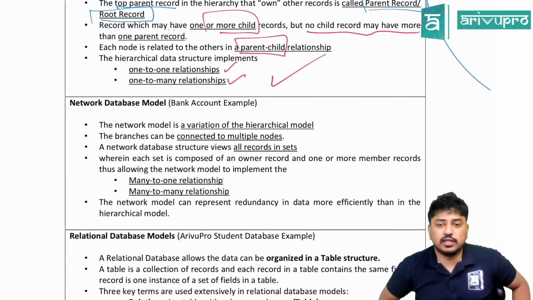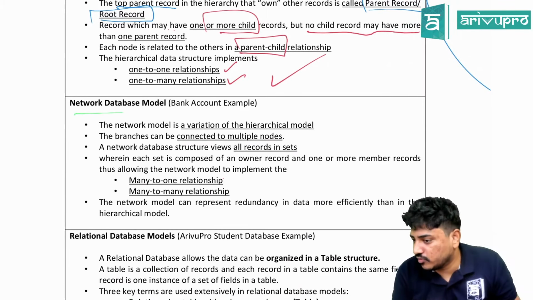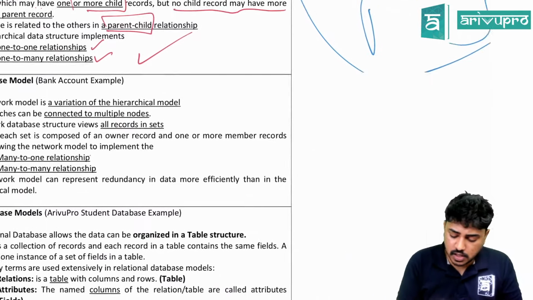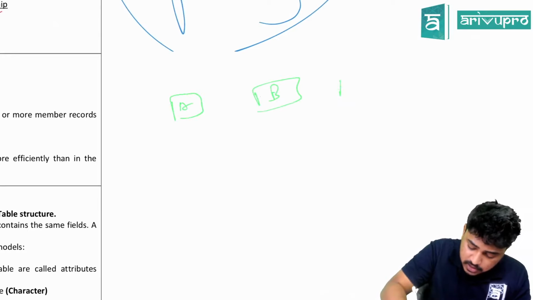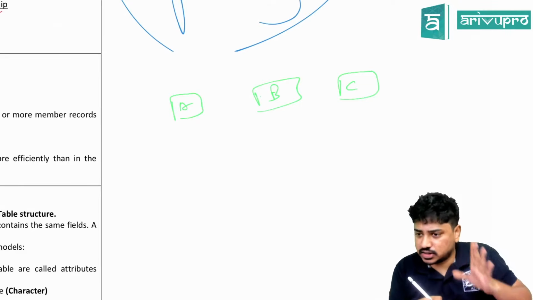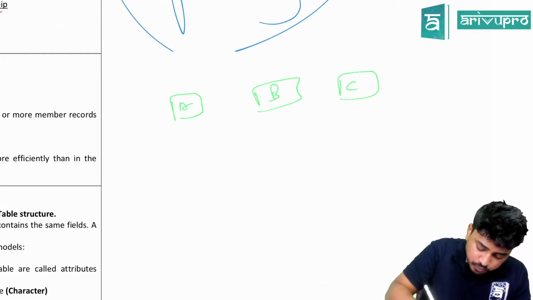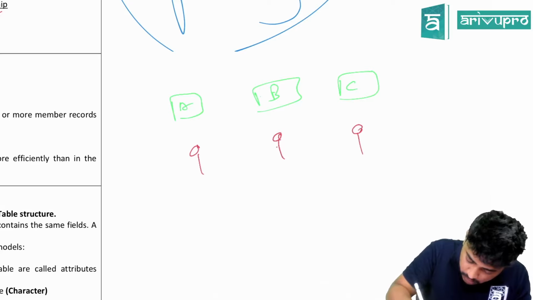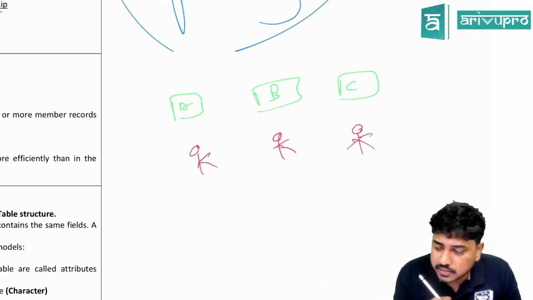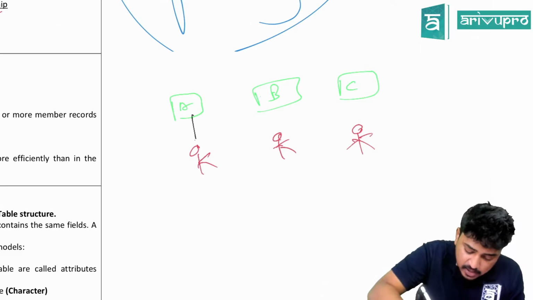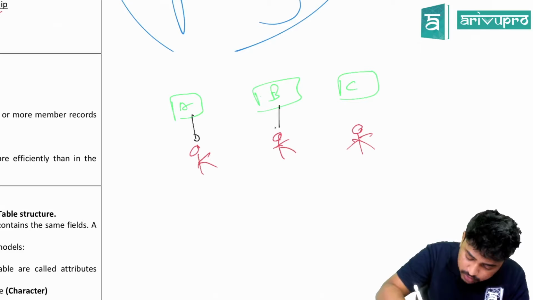Now we'll move on to the next database, called the network database. Let us see. This is A, this is B, this is C. Imagine these are banks: A bank, B bank, and C bank. Three people are there. This guy A, the parent-child relationship is maintained. Data is stored like this.